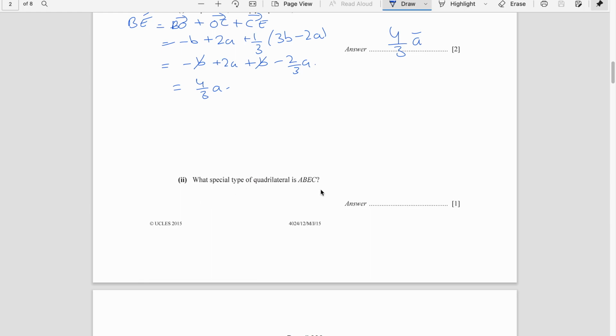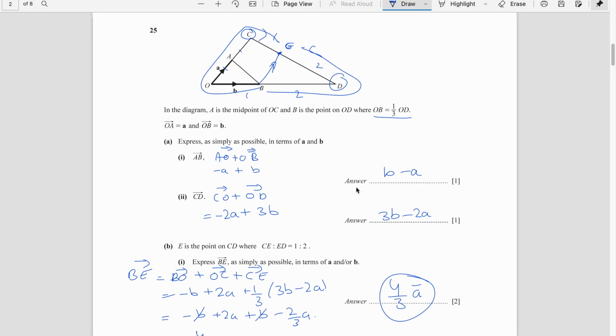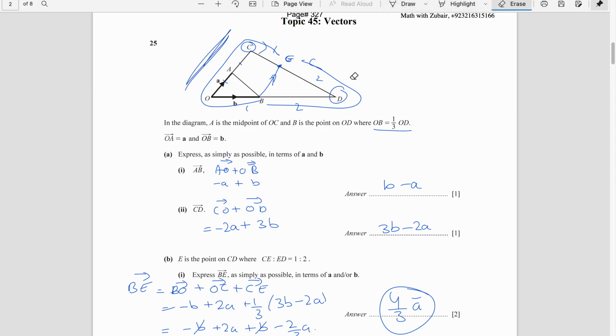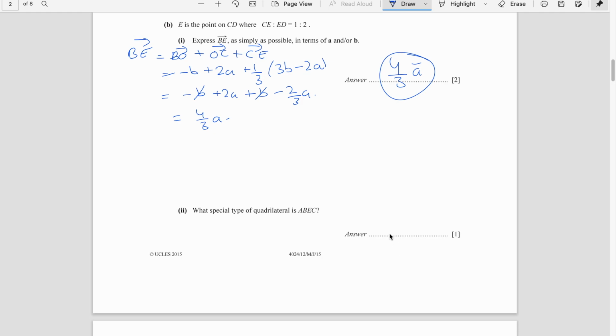What special type of quadrilateral is ABEC? Now just notice that BE, whatever BE is, it is only A and not B. So OC is only A, just clear this diagram. You see OC is only A and BE is only A. So this was 2A, this was 4/3 A. So these are parallel vectors. If these are parallel, this shape is known as a trapezium, because it is four-sided with one pair of parallel sides.